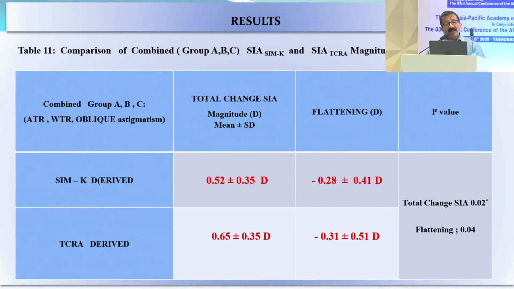Now, if we get a combined result of all groups, that is WTR, ATR, and oblique astigmatism, it was found again that the refractive astigmatism derived SIA was significantly more than the keratometry derived SIA, 0.65 versus 0.52 for the total change SIA and 0.31 versus 0.28 for the flattening effect.